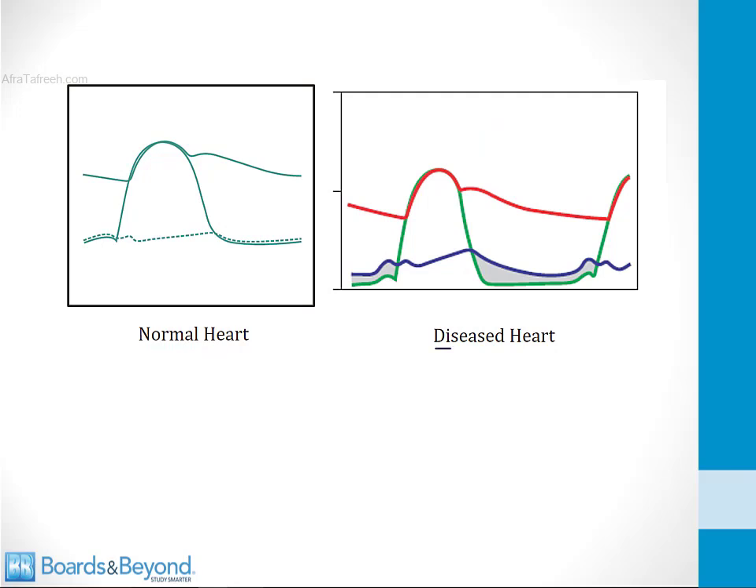In this example, we have a diseased heart where the left atrial pressure, which is this blue line at the bottom, is always significantly higher than the left ventricular pressure, which is the green line. In other words, there's this pressure differential here between the blue and the green lines. They are not one on top of another as they should be in a normal heart. And this is what happens in mitral stenosis.